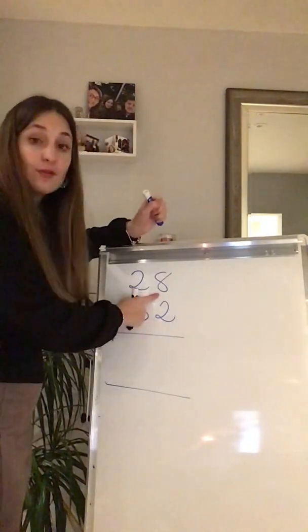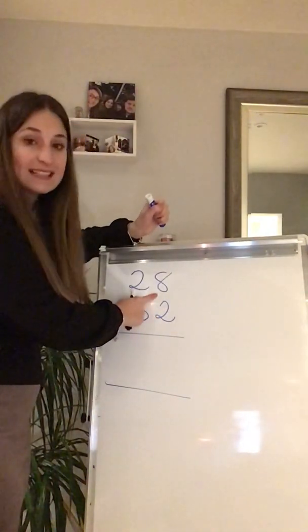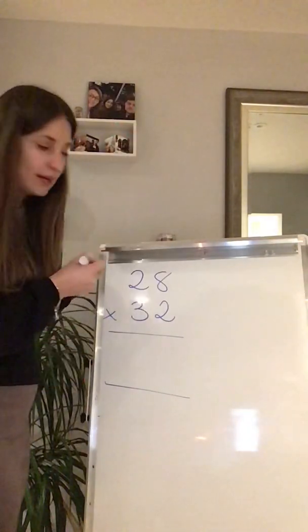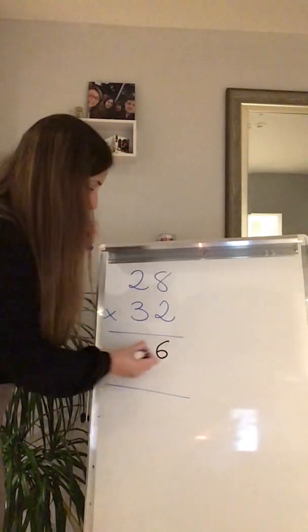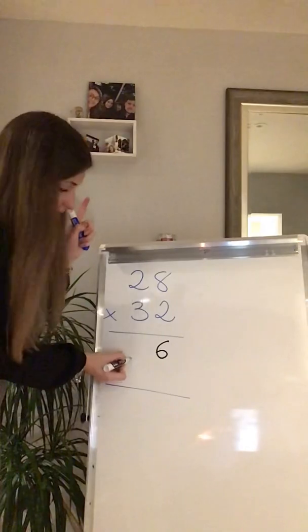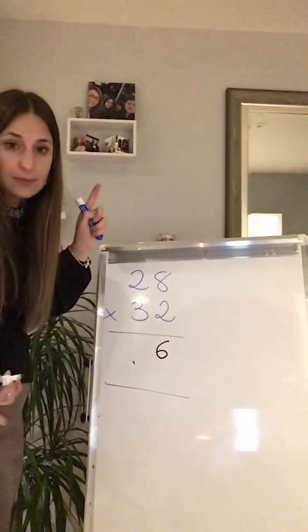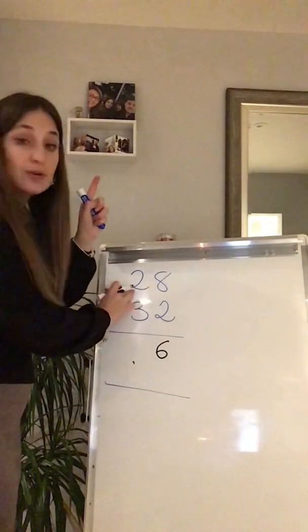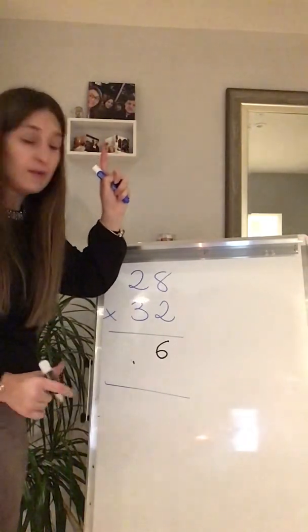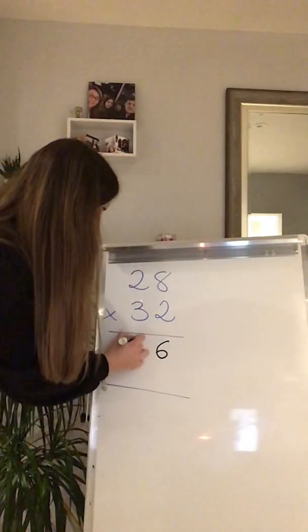2 times 8 is 16, so I'm carrying 1 to my next column, so that's 16. Now we'll have a 1 there, okay? If you want to put a 1 there, it's up to you. 2 times 2 is 4. Have 1, 5.